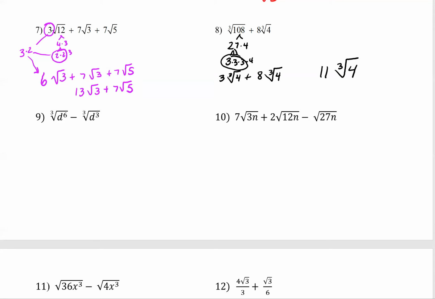Number 9, the cubed root of d to the 6th. How many groups of 3 are in 6? So that simplifies to d squared. How many groups of 3 are in 3? 1. So that just simplifies into d squared minus d.